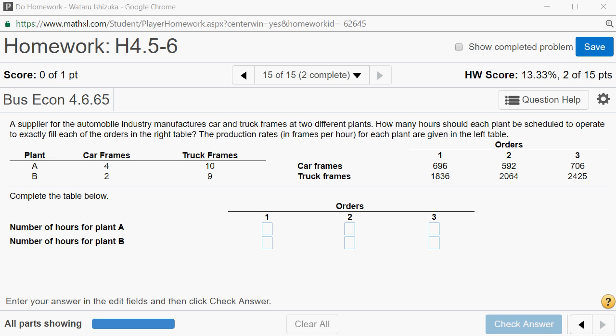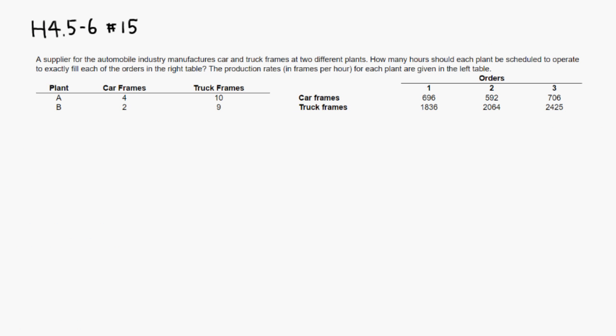Alright, let's look at homework 4.5, 4.6, problem number 15. Let's do this car frame, truck frame problem. Let x be the number of hours at plan A, and y be the number of hours at plan B.